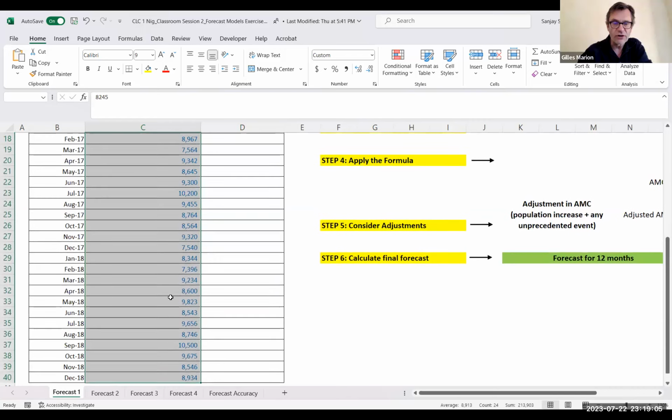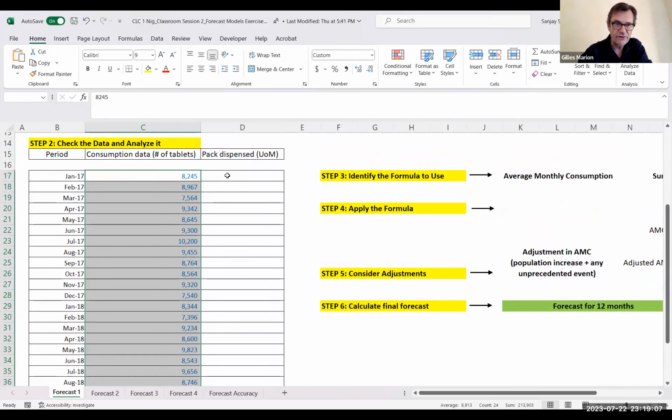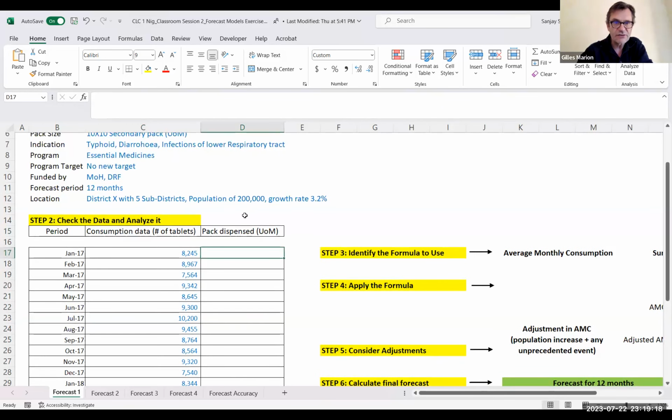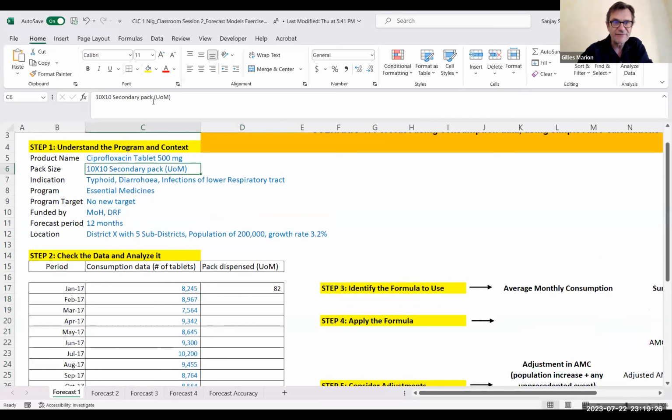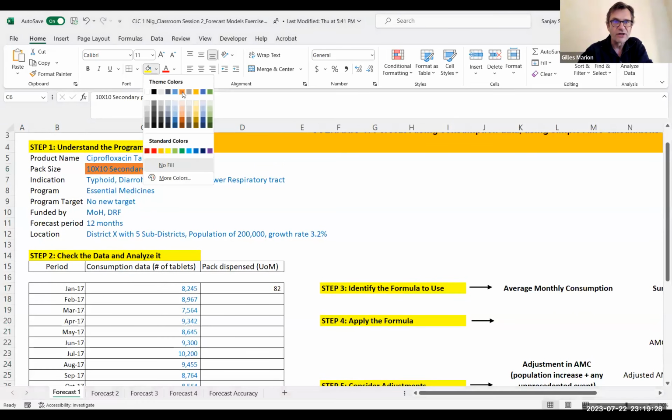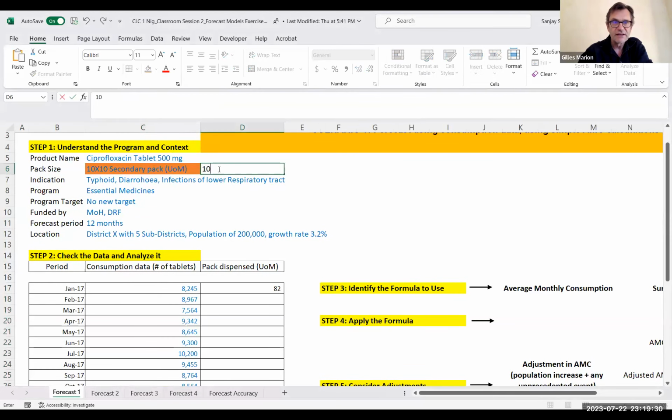Those are all the consumption which have taken place. Number of tablets, we are not talking about number of packs, number of tablets. So here, pack dispensed. If you look at the pack dispensed, you'll have to divide that by 100. These are the 10 times 10 information that you can see here, 10 times 10 secondary pack. This is really basic math.